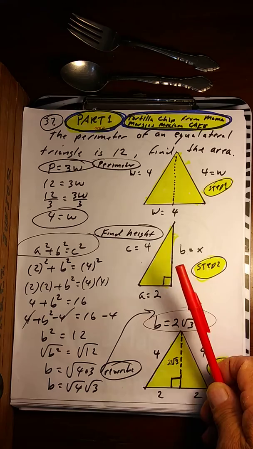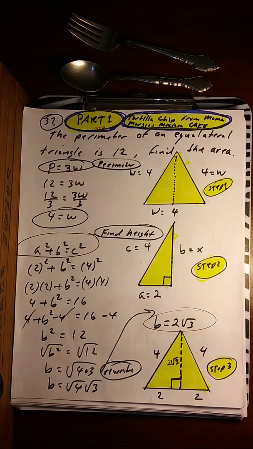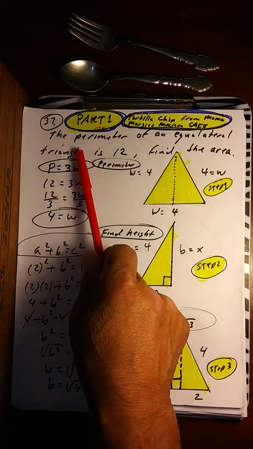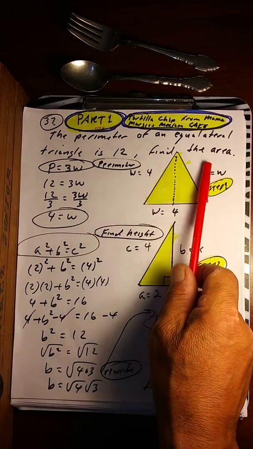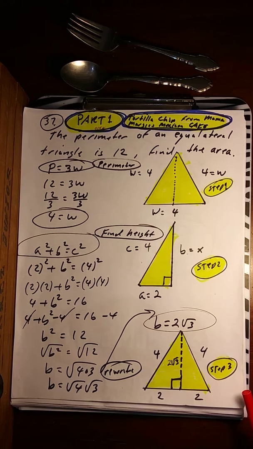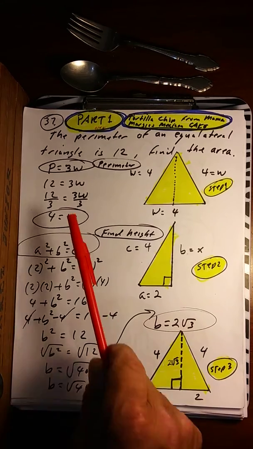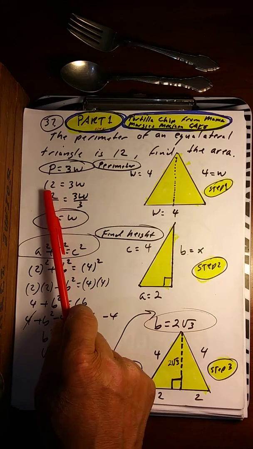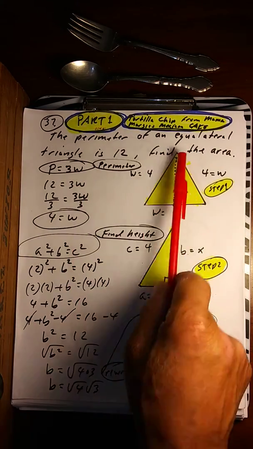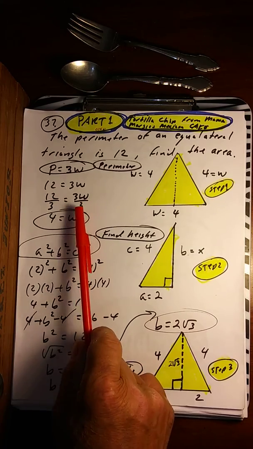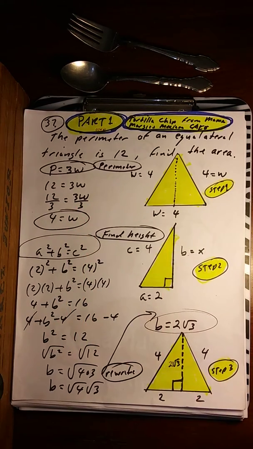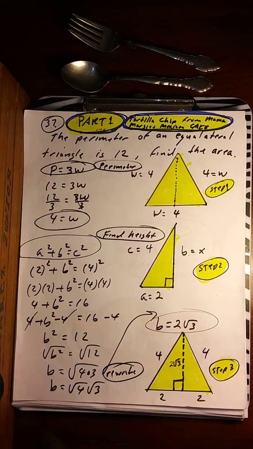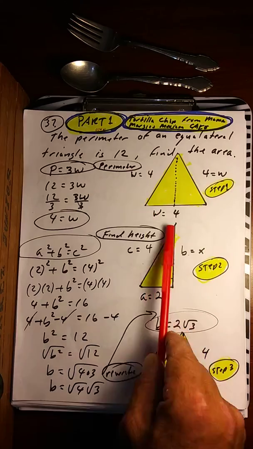So now, what we're going to do is find the perimeter. The perimeter of an equilateral triangle is 12. Find the area. Alright, what does that mean? That means that perimeter is 3 W's. They're the same all the way around. So perimeter is 12, 3 W's. Divided by 3, divided by 3. So that means that each side must be what? 4. So now I know that each of these sides is 4, 4, 4.